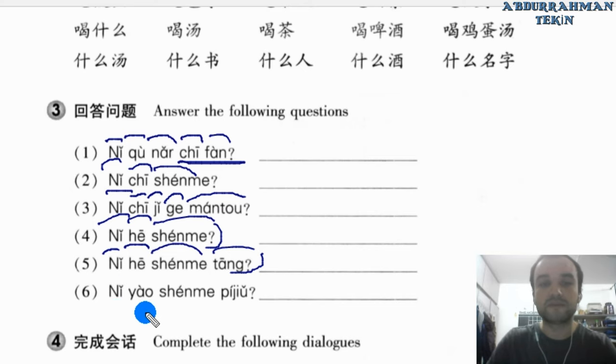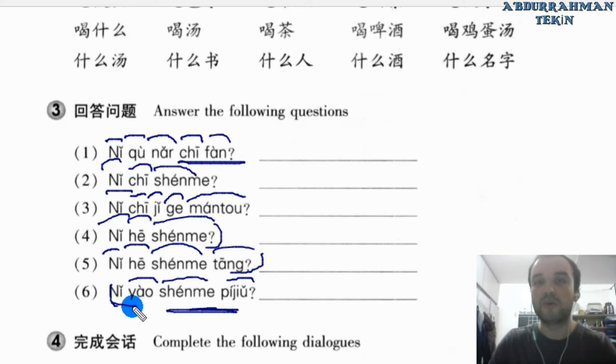你要什么啤酒? 你 means you. 要 means want. 什么, what or which. 啤酒, beer. 你要什么啤酒? Which beer do you want? So you can say some brand here. For example, in Turkey there is EFES. So I can say, 我要 EFES 啤酒.